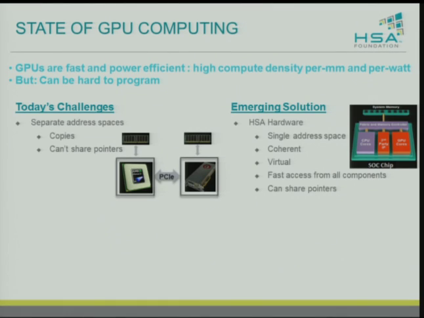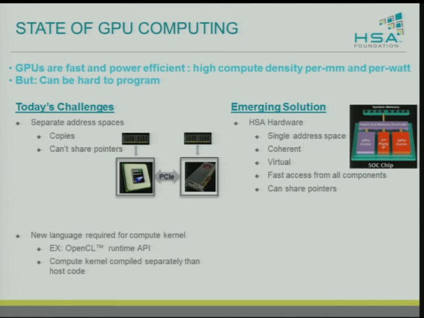If we think about what I mean by raising the bar, we're talking about a single address space, so you can pass these pointers back and forth. It's coherent, as Phil mentioned, so you can do very fine-grained communication between the CPU and the GPU. It's virtual addressing, so no longer do you have a small amount of memory that your accelerator can access. It's virtual, pageable. It can get to gigabytes or terabytes of memory, and that can be paged as well. Fast access from all the components: both the CPU and the GPU can get at this memory very quickly, and you can share pointers, which unlocks this barrier that I mentioned earlier.